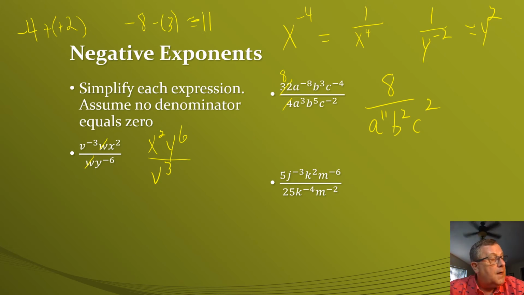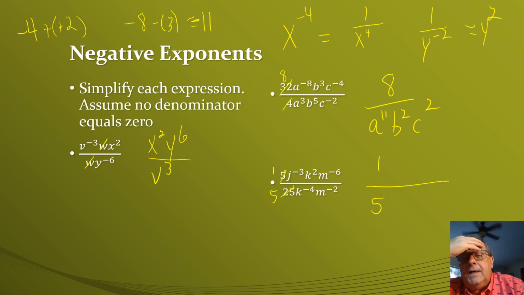All right, what have I got here? I got 5 j to the negative third power, k squared, m to the negative 6th, over 25, k to the negative 4, m to the negative 2 power. Well, let's see. We can simplify the 25 and the 5 as 1 over 5.